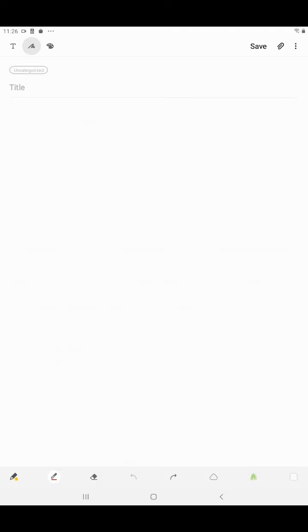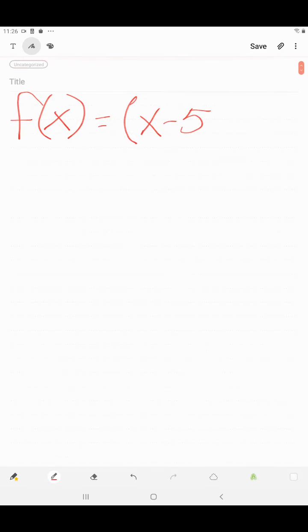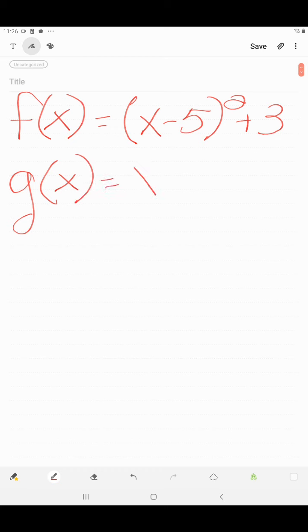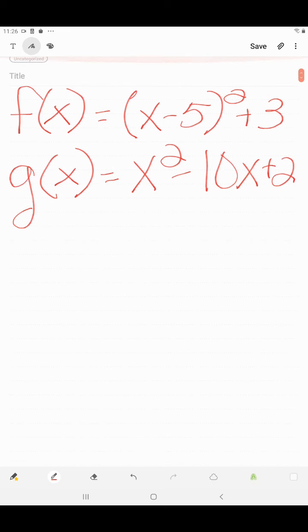Okay, so let's say, ladies and gentlemen, we have our first function, f of x equals (x minus 5) squared plus 3. Okay. And the second function we're going to be looking at is g of x equals x squared minus 10x plus 28.